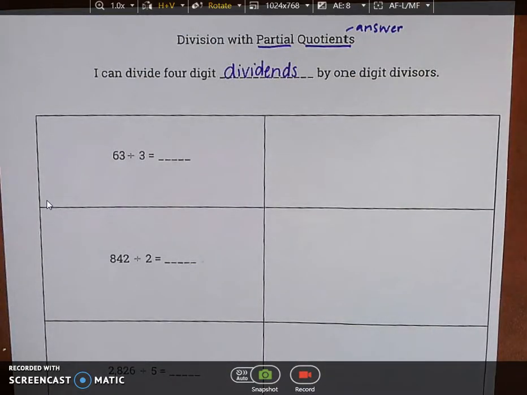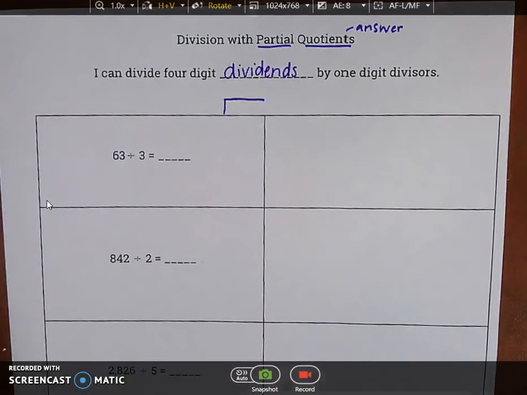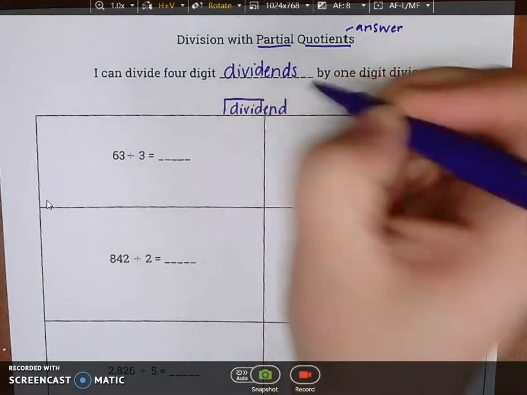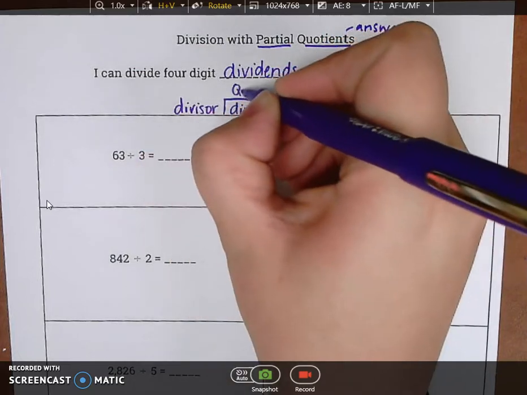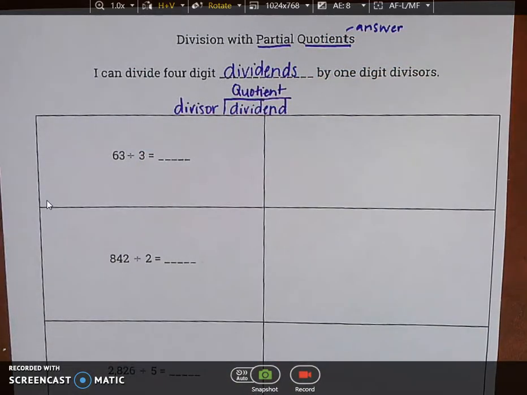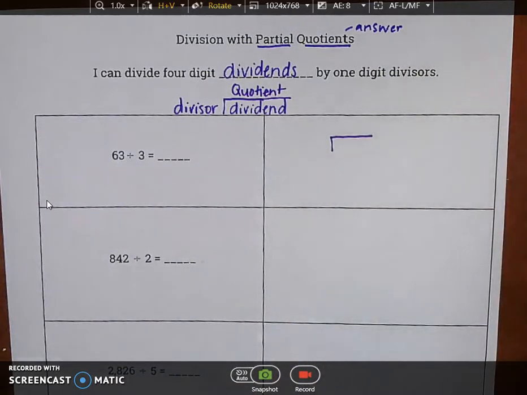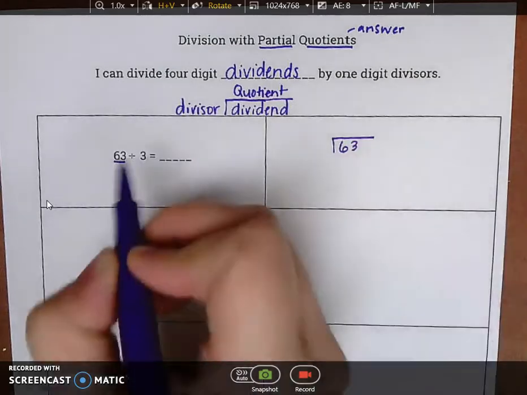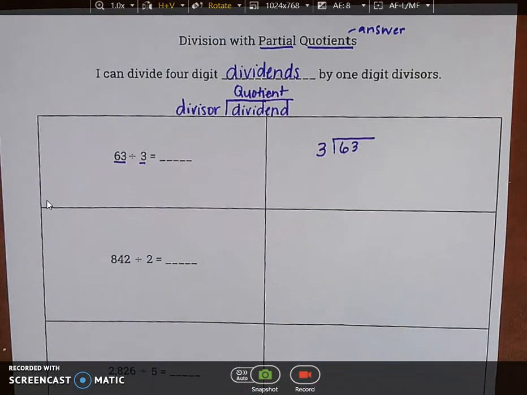by 1-digit divisors. And what's important to note is we're going to use a division bar like this. On the inside of the division bar goes your dividend, and on the outside always goes your divisor, and your quotient, your answer, goes out the top. So using this division bar, I'm going to put my dividend on the inside, and I'm going to put my divisor on the outside. So 63 divided by 3.